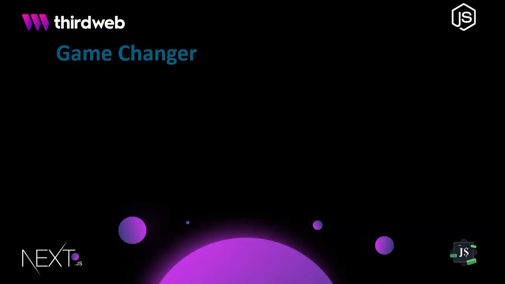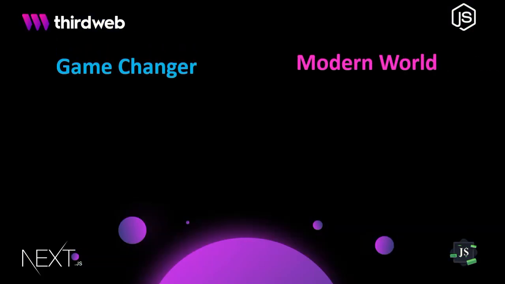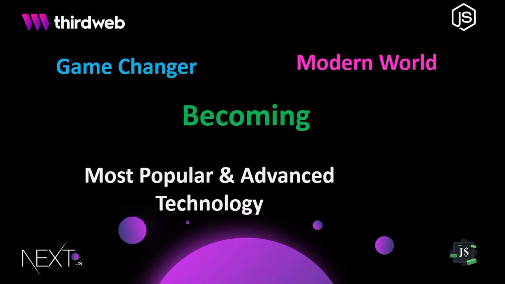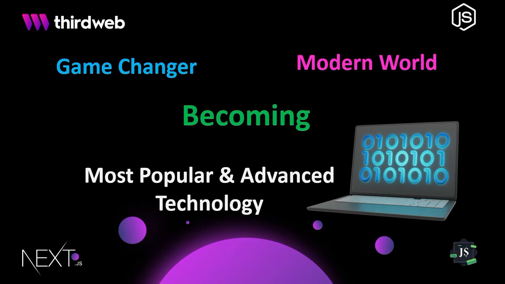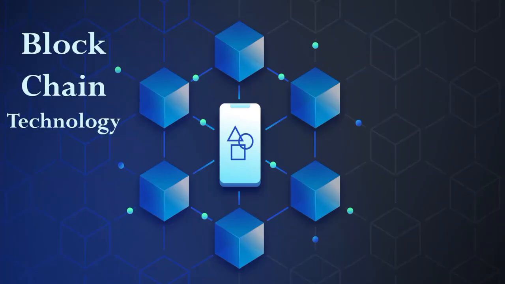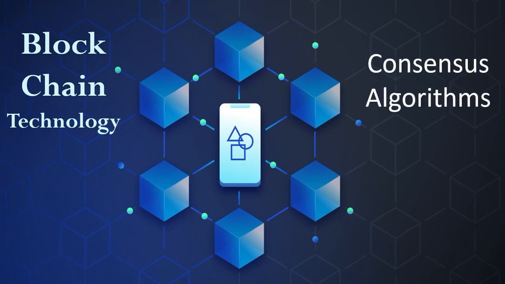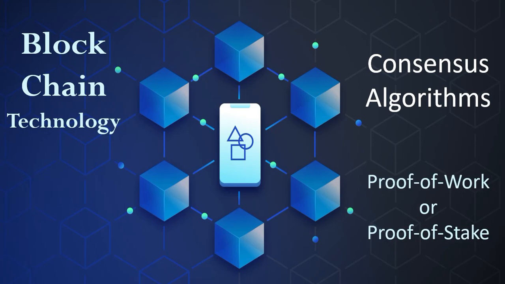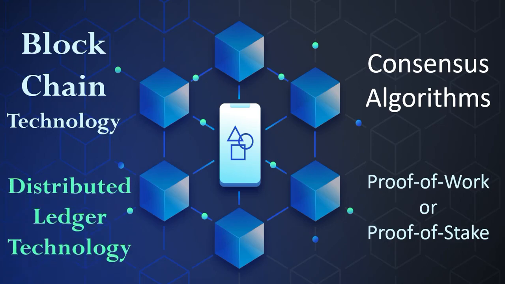Web3 is the game changer in the modern world. It has become the most popular and advanced technology on the basis of decentralized apps and blockchain technology. Blockchain technology typically functions via consensus algorithms, which are proof of work or proof of stake. Blockchain is a distributed ledger technology that allows you to keep records across multiple computers, known as nodes.